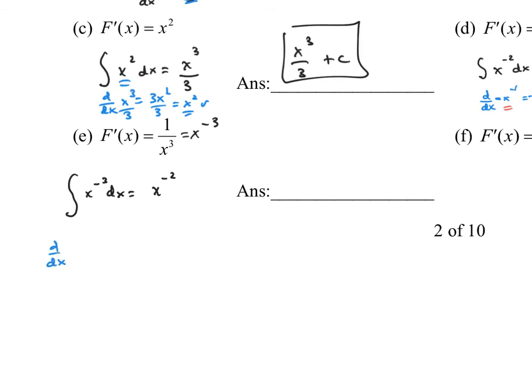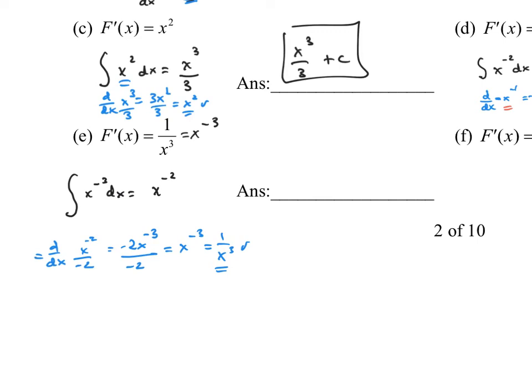Let's think about it. What's the derivative of x to the negative 2 directly? Well, that would be negative 2x to the negative 3. So what am I off by? I need to get rid of that negative 2. So how do I get rid of that negative 2? I just divide by negative 2. Divide both sides by negative 2. So when I do that, I'd have x to the negative 3, which is 1 over x cubed, as desired.